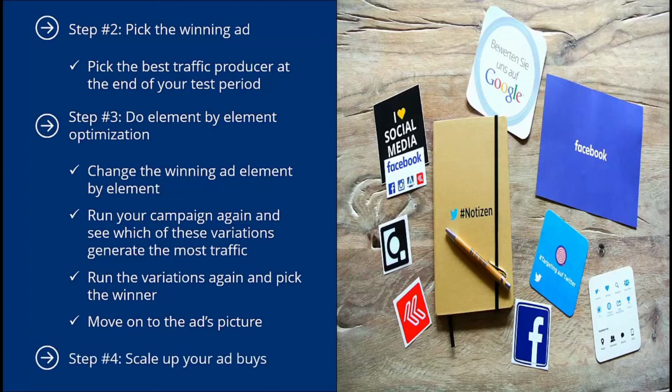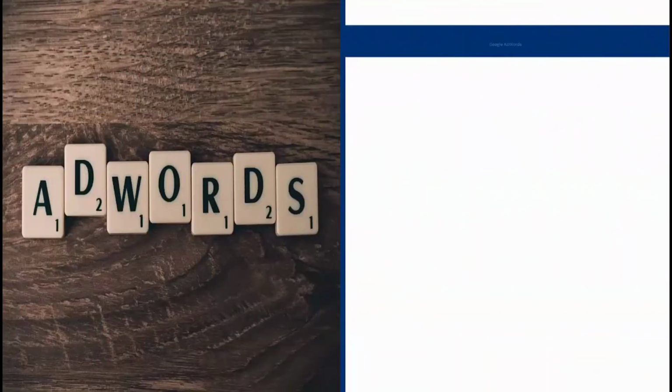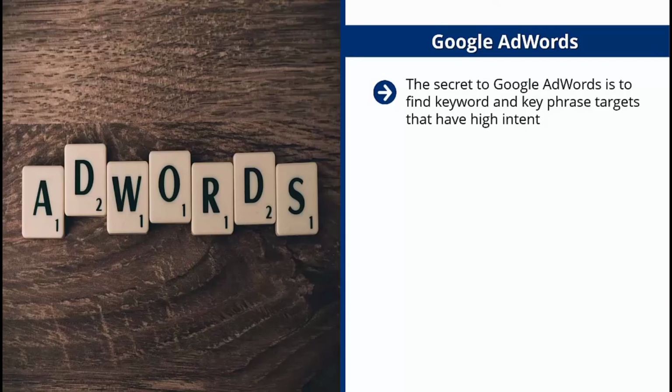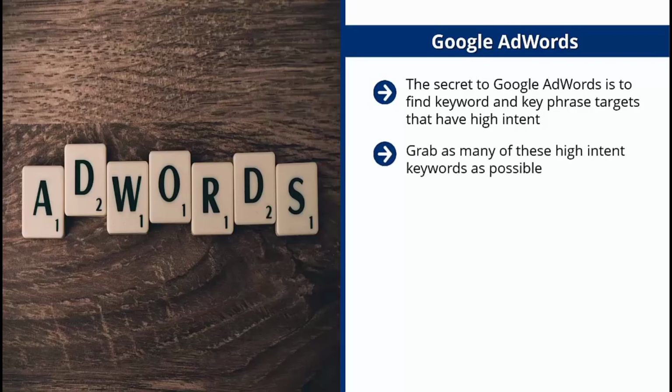Step number 4, scale up your ad buys. Once you have identified your winning ad, which converts at a predictable level, ramp up your budget and let her rip. Google AdWords. The secret to Google AdWords is to find keyword and key phrase targets that have high intent. In other words, just by reading these keywords, you can tell that the people typing them into Google really want to buy. Grab as many of these high-intent keywords as possible.